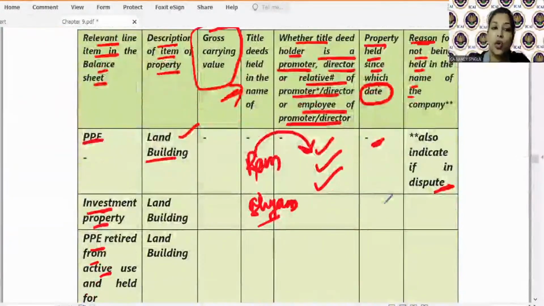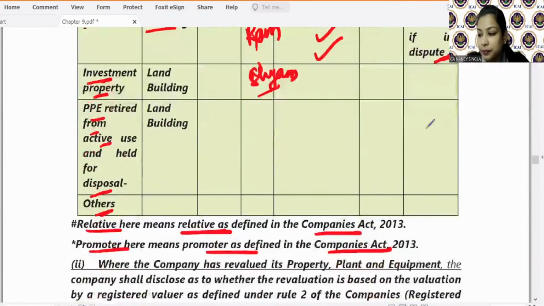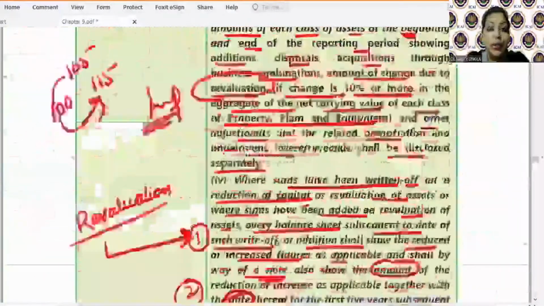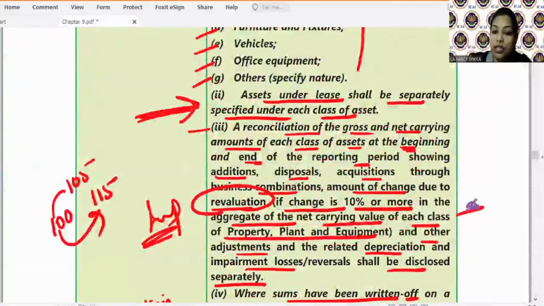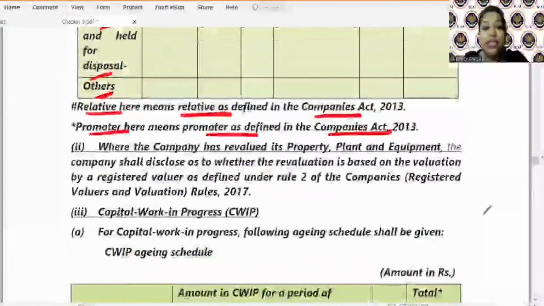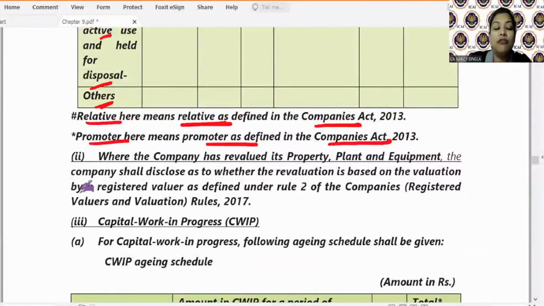ठीक है? So what is the gross value, carrying value? किसके name पे है और जिसके भी name पे है, who is that person? ठीक है? कब से है and what is the reason? Clear? ठीक है? Is it clear? ठीक है? Now here, if you remember, we have done that revaluation. If it is 10% or more, then such amount shall be disclosed separately. Another point relating to revaluation, it says that such revaluation should be based on valuation by a registered valuer as defined under Rule 2 of the Companies Act.